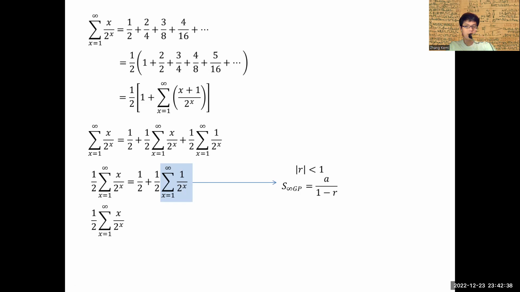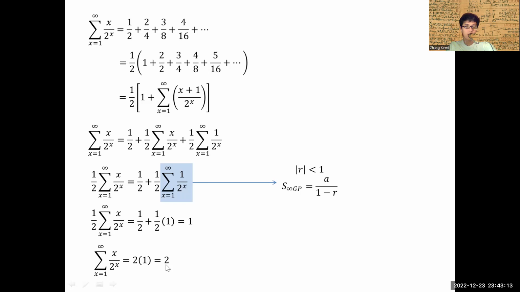Thus, on the right-hand side, what I have is half plus half multiplied by 1. I hope you see what I mean. And thus half plus half is equal to 1. So now I have the sum from x equals 1 to infinity of x over 2 to the power of x, which is equal to 2 times 1, because I'm going to multiply 2 on both sides to get rid of the half on the left. Thus, I have 2.